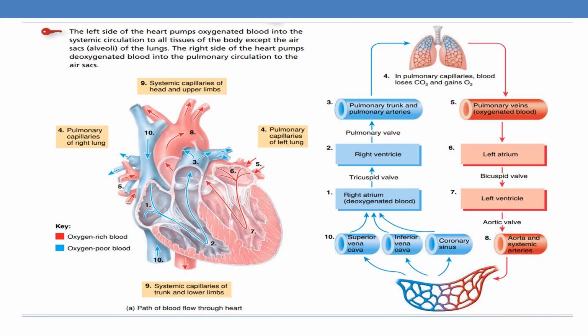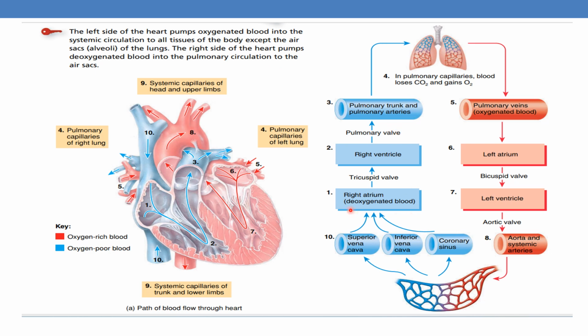Now here you can see the entire representation of both pulmonary circulation and systemic circulation. Previously we discussed that the left side of the heart contains oxygenated blood and the right side contains deoxygenated blood. The left side is indicated by red color and the right side by blue color. The left side of the heart pumps oxygenated blood into the systemic circulation to all tissues of the body except the air sacs of the lungs, and the right side pumps deoxygenated blood into the pulmonary circulation.